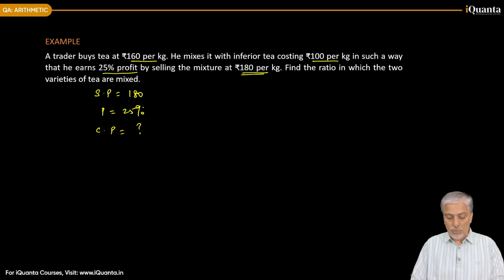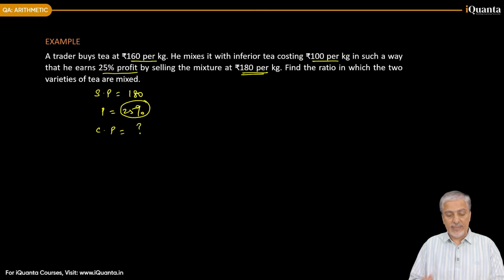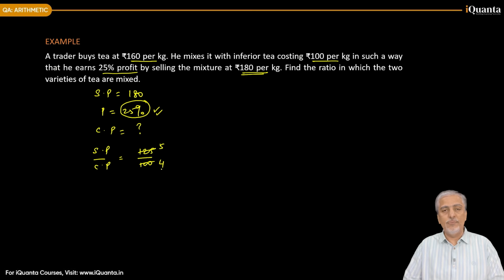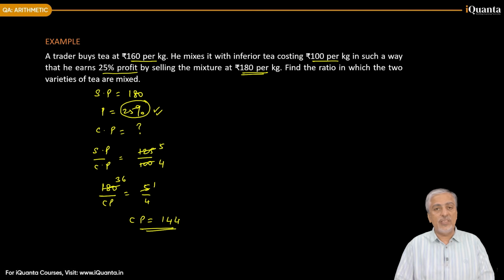Now, what I explained to you earlier, there's no need to do profit. Whenever profit is 25%, it means my selling price upon cost price is 125 upon 100, or 5 by 4. So profit is 1 by 4, and selling price will become 5 by 4 of the cost price. Selling price I know is 180, cost price I don't know, so 5 by 4. 5 ones are 5, 36 fives are 180, and therefore cost price will become 36 fours are 144. So 144 is my average cost price.